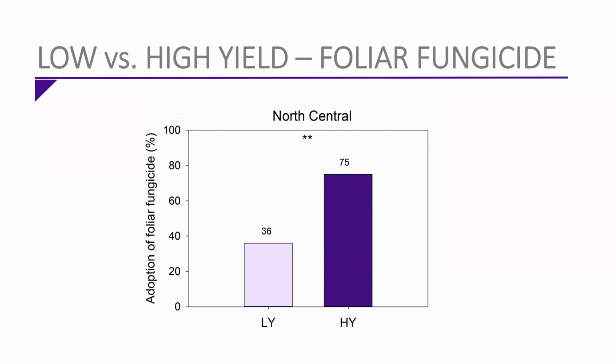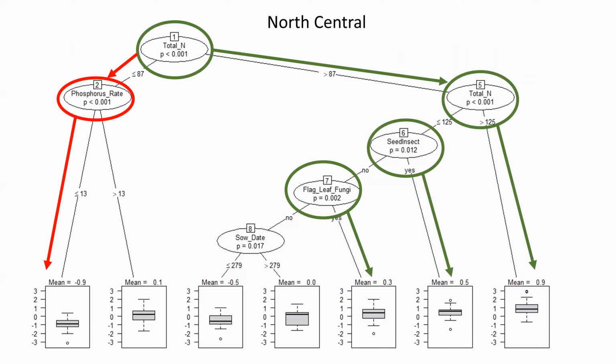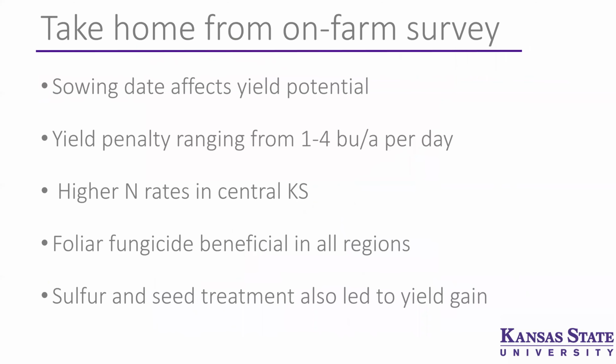Right. So I'm really excited about this project. It really helps us learn from what's working, what is not working for commercial fields in Kansas, and really we can take some important take homes here, right? As the effect of sowing date or planting date in our yield potential, nitrogen rates, foliar fungicides, sulfur seed treatment, and things along those lines as well. So this type of project is very exciting for me because we're working with growers directly.